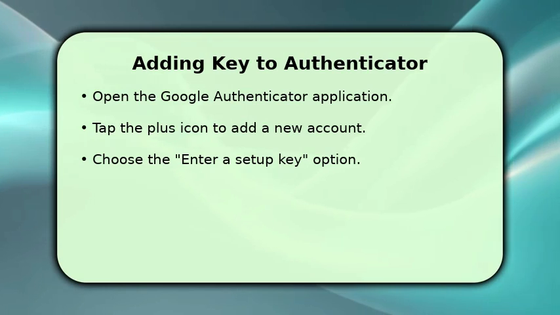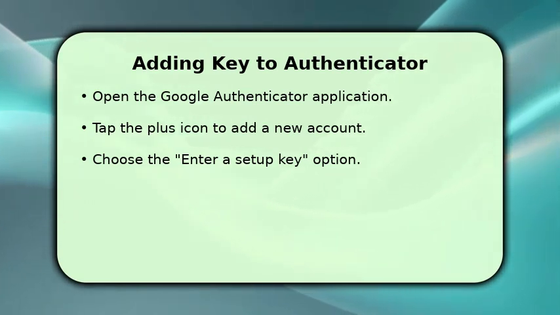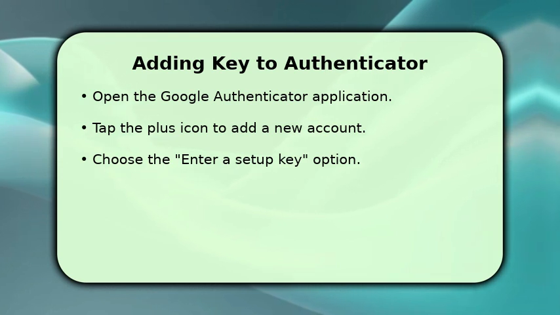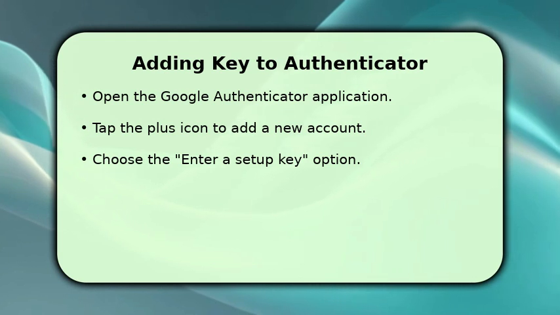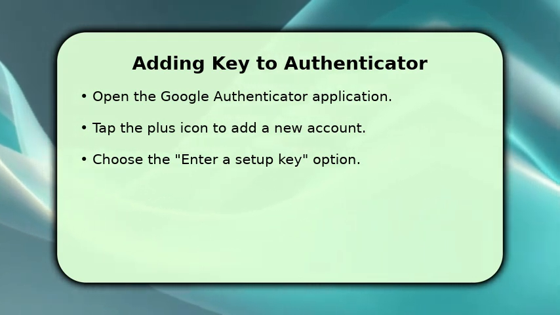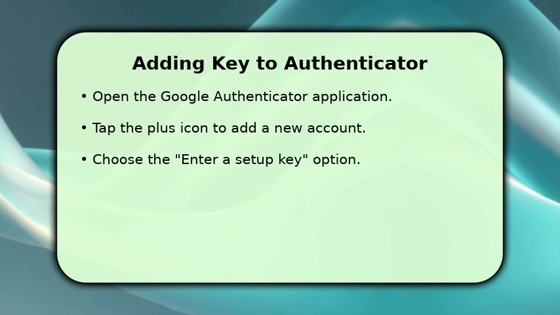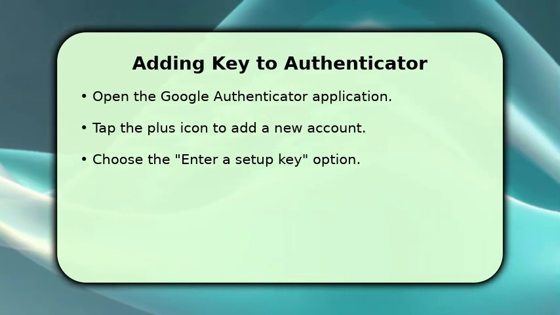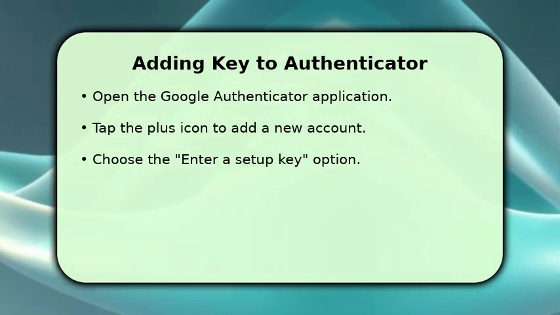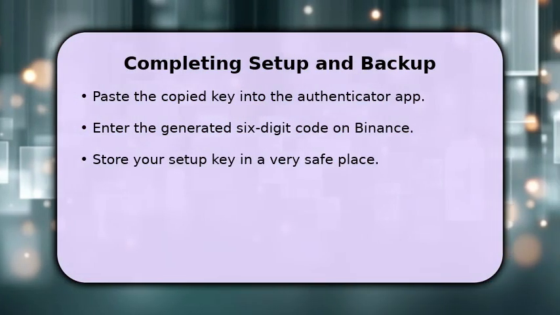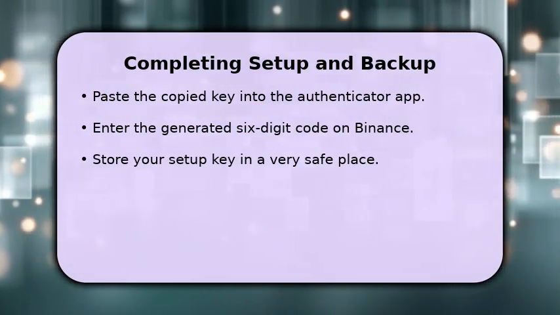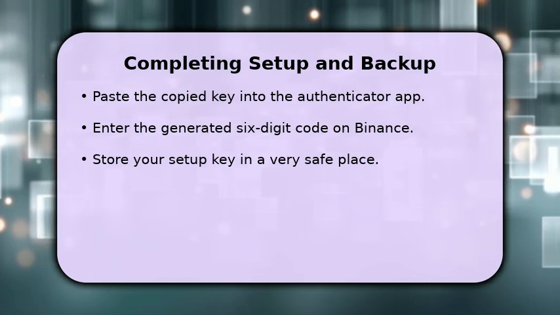Now, open your Google Authenticator app on your mobile device. Look for the plus icon, usually located at the bottom or top right, and tap it to add a new account. From the options presented, select Enter a setup key rather than scanning a QR code. This allows you to manually input the key you just copied from Binance. Paste the setup key you copied from Binance into the designated field within your Google Authenticator app.